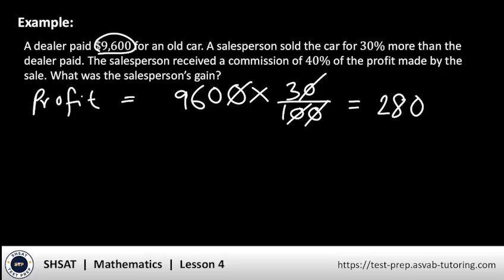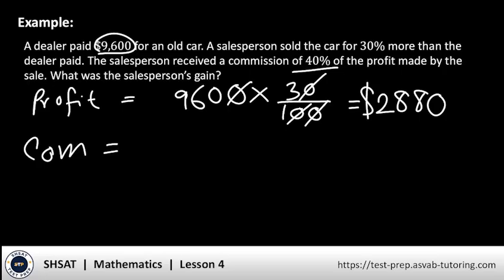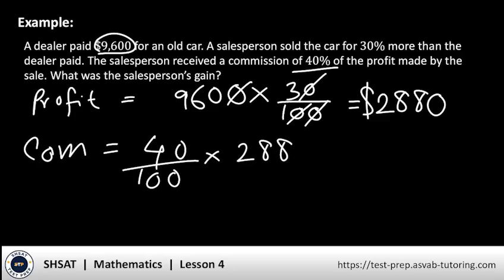No, 96 times 3 is 288, okay? Let me erase it so that it's easier for you to understand what I wrote. So 96 times 3 is 288, and because there's a 0, we are just going to add the 0 over here, okay? So that is my initial amount of profit. Now, how much did the salesperson get? The salesperson got a 40% commission of the profit, right? So the amount of commission, let me just write com here, is going to be 40%, which is 40 over 100, times the profit, which is 2880.